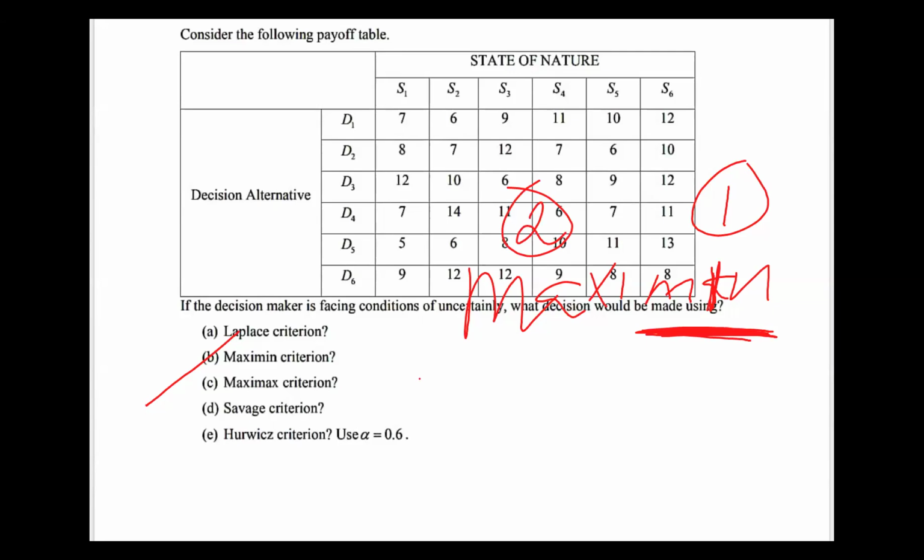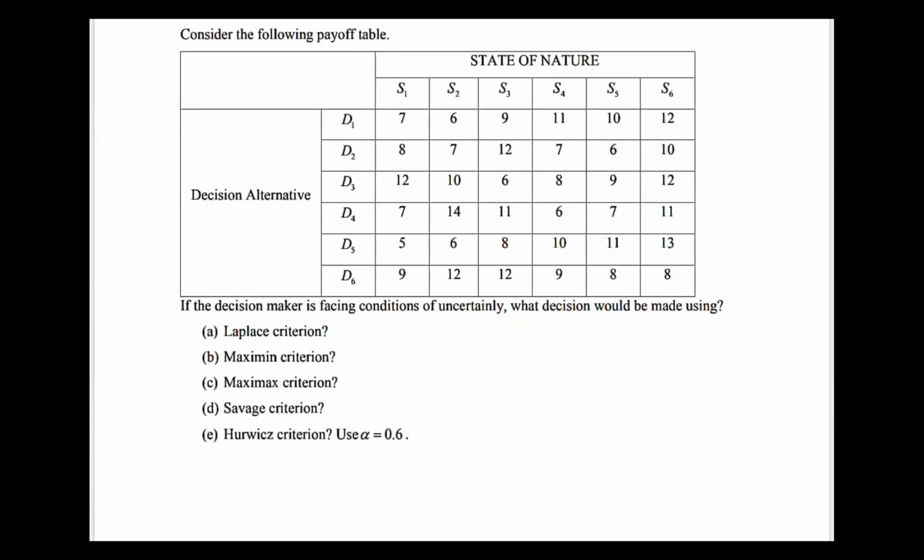Okay. Now let's go ahead and start with the first decision. What is the minimum score in the first decision? It's 8. Minimum. Decision 1. We are moving along the decisions, not the states of nature. Okay. It's a 6. I guess 6 should be the minimum.